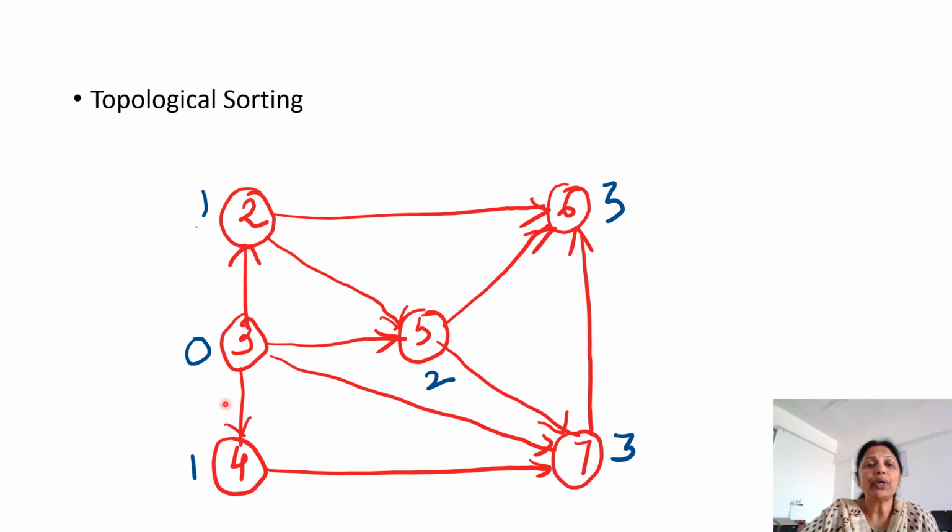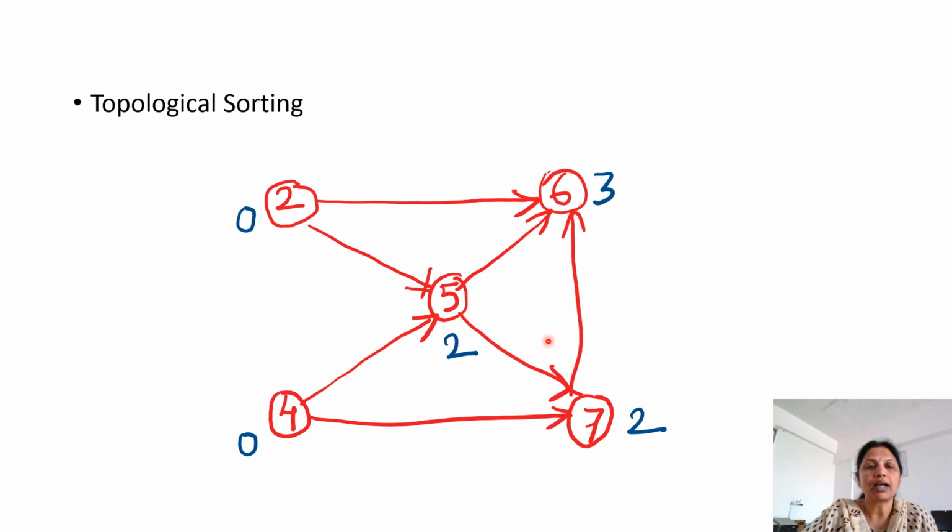Then again you have to identify the in degree. In degree of vertex 3 is 0, vertex 2 is 1, then vertex 6 is 3. Then again you have to remove vertex 3 as well as the edges 3 to 2, 3 to 5 and 3 to 4. After removing this we will get this graph.